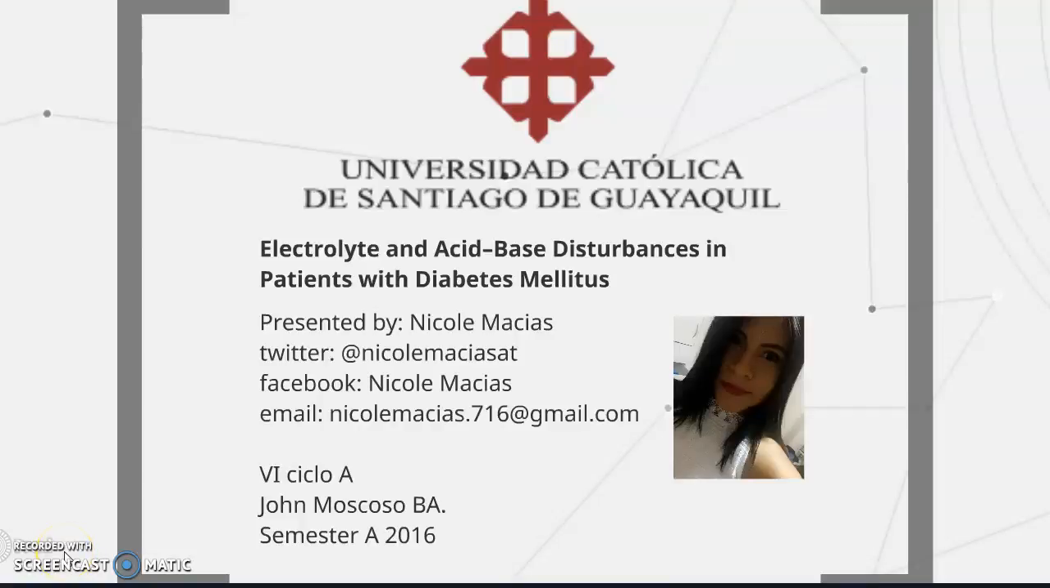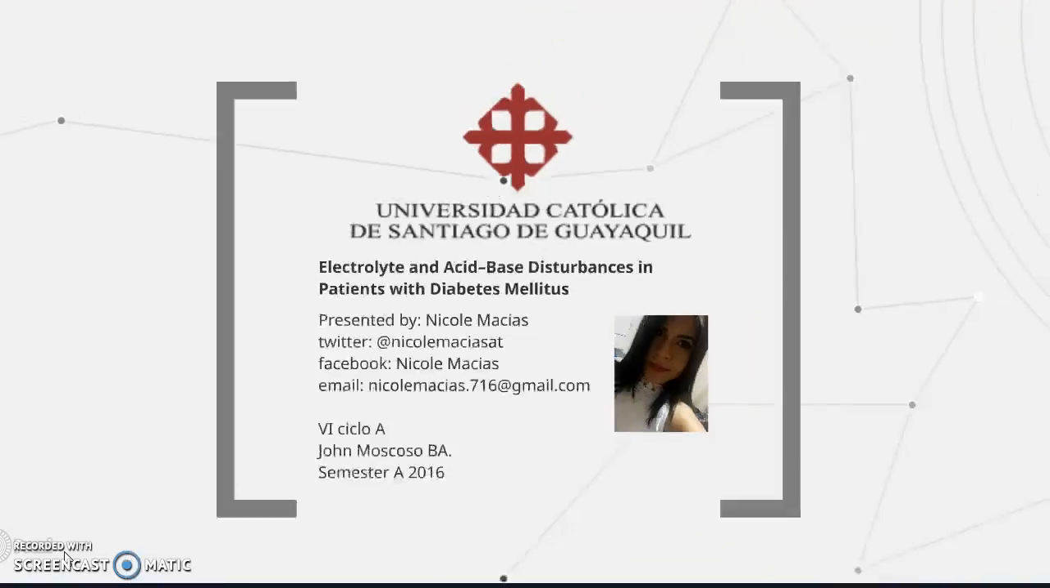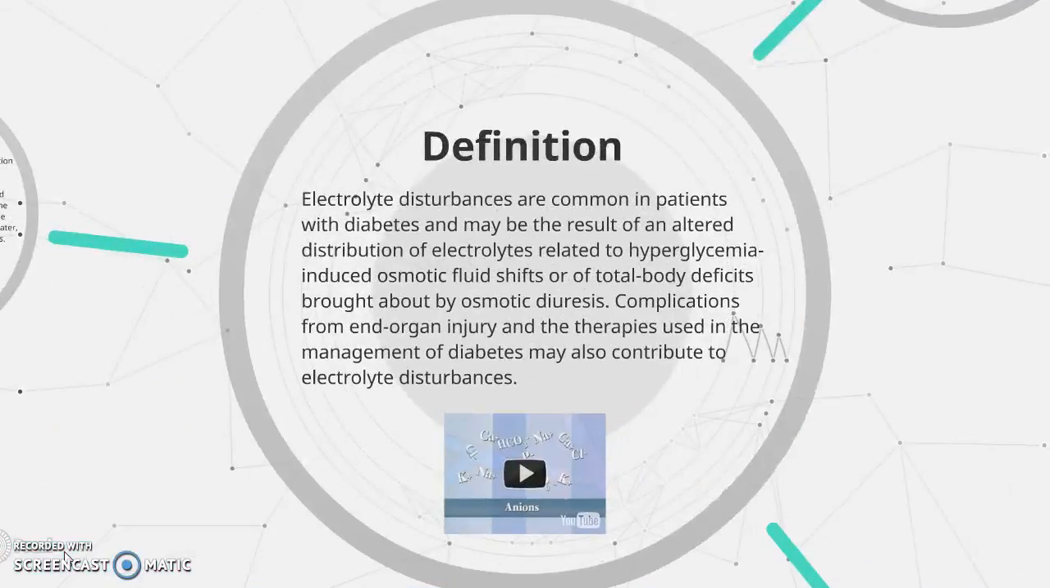We're going to talk about electrolyte and acid-base disturbance in patients with diabetes mellitus. The definition: electrolyte disturbances are common in patients with diabetes and may be the result of an altered distribution of electrolytes related to hyperglycemia-induced osmotic fluid shifts, or total body deficits brought about by osmotic diuresis. Complications from end organ injury and the therapies used in the management of diabetes may also contribute to electrolyte disturbance.